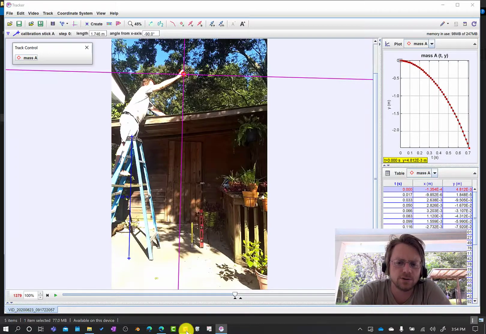Okay, in this demonstration video we're looking at our first example of free fall, which is defined as the motion of an object under the force of gravitation only. So if gravity is the only force acting on an object, you're talking about free fall.